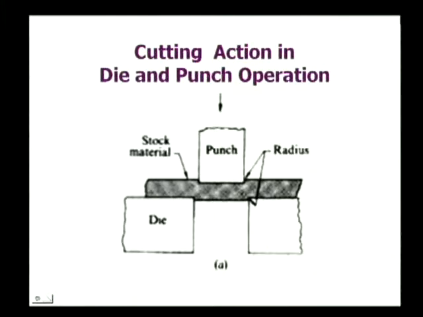Now, let us discuss the cutting action in die and punch operation. As you know very well, the die and punch operation may be used either for blanking operation or piercing operation. So, let us see how the cutting action will take place. You can see this diagram, and this is the punch, and this is the die, and this is the die cavity, and this is the stock material.